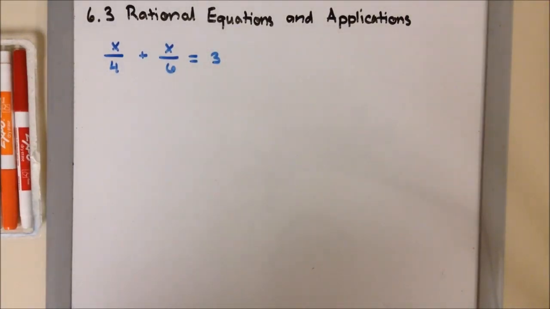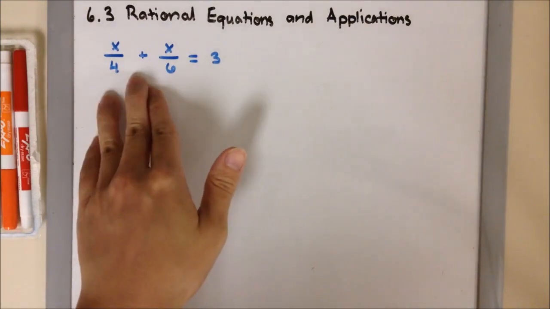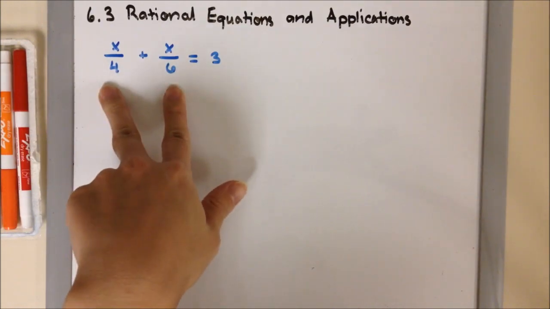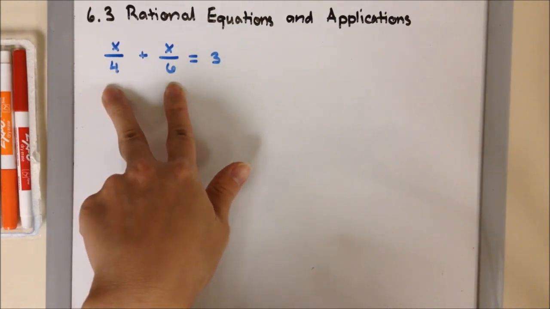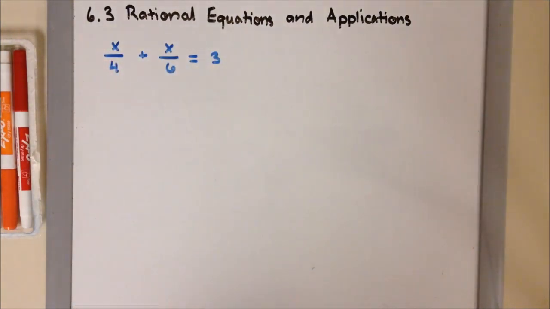Welcome to 6.3 Rational Equations and Applications. So, a rational equation deals with what we did previously, simplifying with rational expressions. Mainly we're going to be working with fractions. Now, we're going to start off easy, where we have two fractions being added together, equal to 3, with different denominators. We have numbers as our denominators, while we have x's in our numerators.